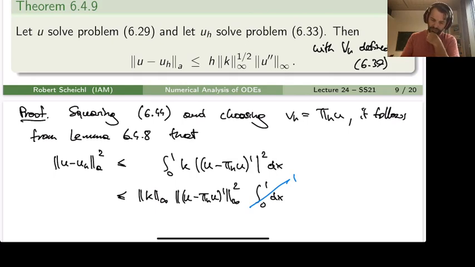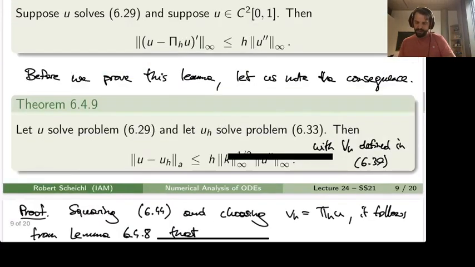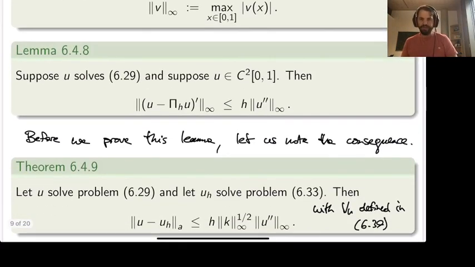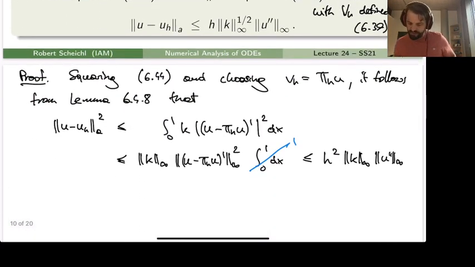So in total, using the result from lemma 6.4.8, this is less than or equal to h squared times K in the infinity norm times u double primed in the infinity norm. Just recall, the derivative of u minus pi hu in the infinity norm is less than or equal to h times the second derivative of u in the infinity norm. And so we're using this result here, and we get the result we wanted to prove by taking the square root.